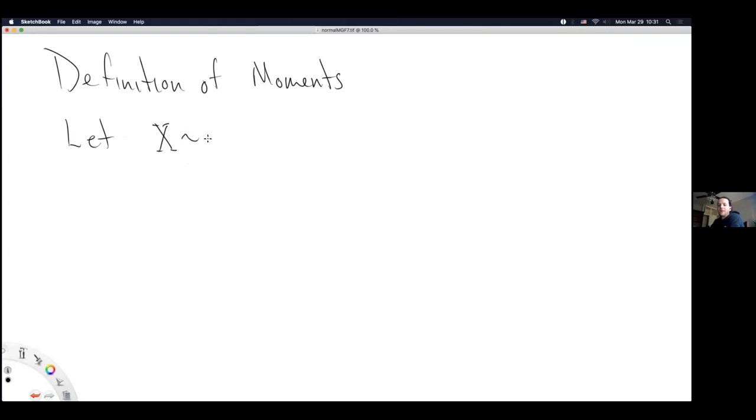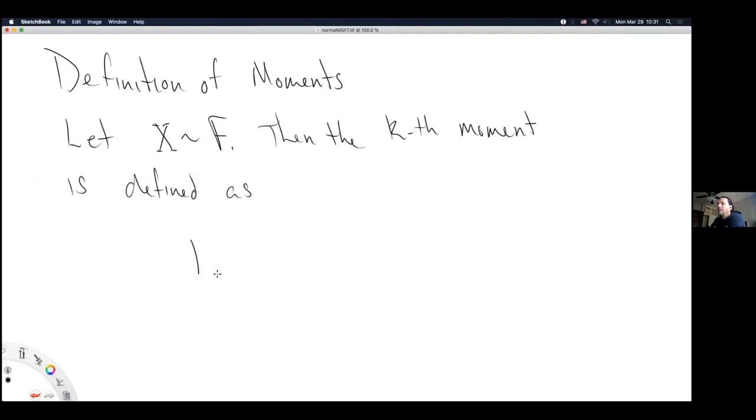Okay, sorry, I'm going to move back on to statistics so we can get through all of this. Let X follow some distribution F. Then the kth moment is defined as the expected value of x to the k. And that's all there is to it. They just call these moments. For k equal to 1, they call it the first moment.